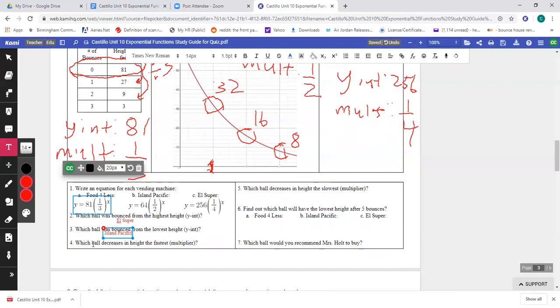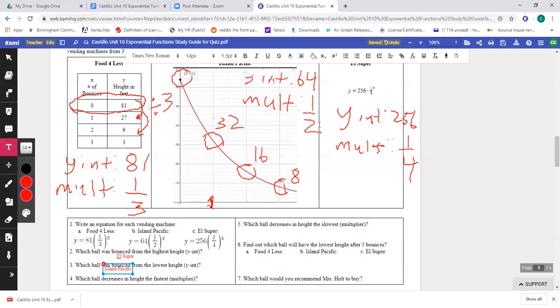Okay, now number 4, some of you still get confused here when it's going down. Which ball decreases in height the fastest? If you think about it, I know to think of it as a multiplier is difficult, right? But look at how the numbers go down. 81 to 27 to 9 to 3, I'm dividing by 3. 64 to 32 to 16 to 8. And then this one is actually dividing by 4, right?